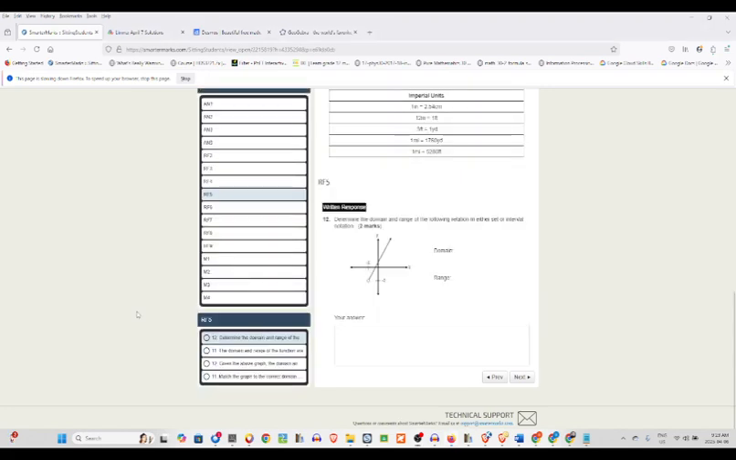Okay, relations and functions 5. We're looking for the domain and range. Empty dots. These are not included in the graph. The domain is what x values are allowed.